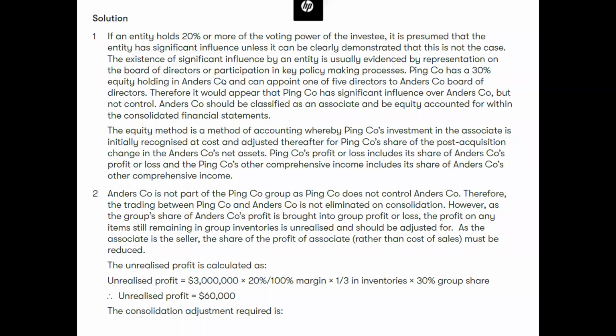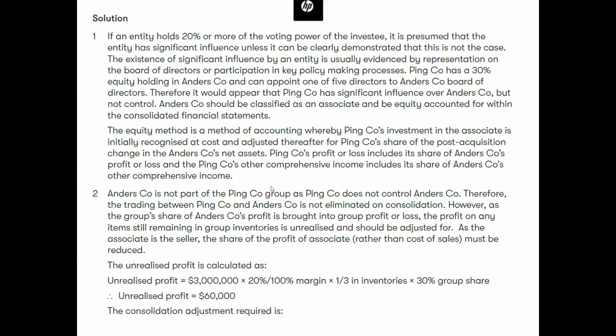So based on that, I now have significant influence and not control, because of that, I can be classified as an associate, and the equity method works as follows. It will be recognized at cost, adjusted for my share of post-acquisition change in my net assets, and the profit and loss for my share being included in P&L and other comprehensive income as a profit share in associate, which I need to be able to account for. And that's what I've mentioned here.